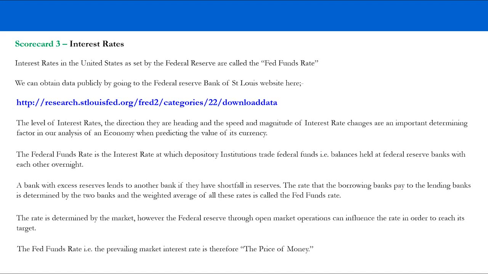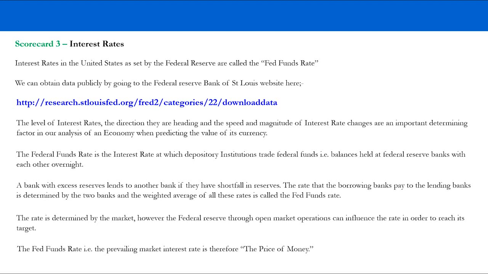And what we can do is obtain the data publicly by going to the Federal Reserve Bank of St. Louis again, and we go to the URL, which is on the page here. The level of interest rates, the direction they are heading, and the speed and magnitudes of interest rate changes really are an important determining factor in our analysis of the US economy and all economies, and when we're trying to predict the potential value of a country's currency.